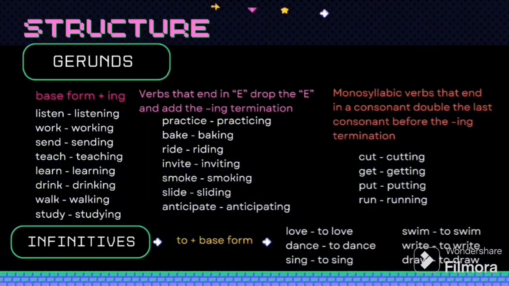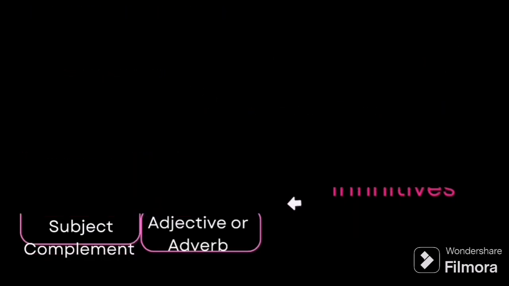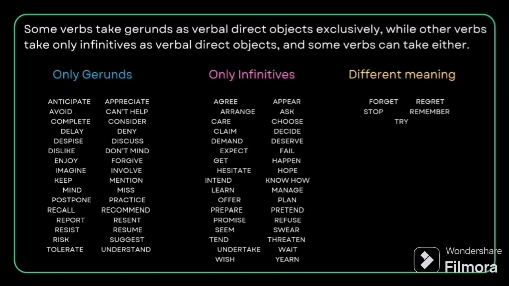Now, the functions for gerunds and infinitives. Gerunds can be subject, direct object, subject complement, and object of a preposition. And the infinitives can be subject, direct object, subject complement, and adjective or adverb. But there are some verbs that take gerunds as a verbal direct object exclusively, while other verbs take only infinitives as a verbal direct object. And some verbs can take either.